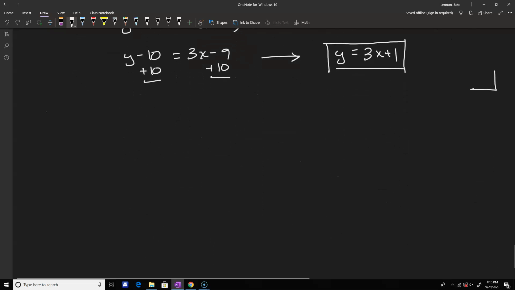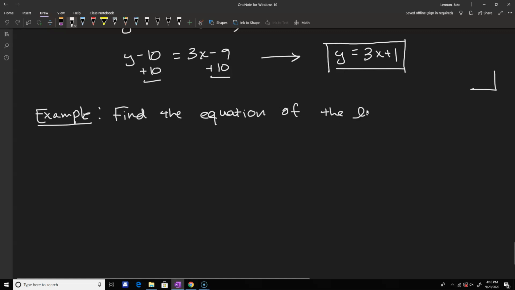So let's go ahead and do another couple examples to make sure we have the hang of it. So let's again find the equation of the line that passes through, let's say, (3, negative 7) and (11, 13).